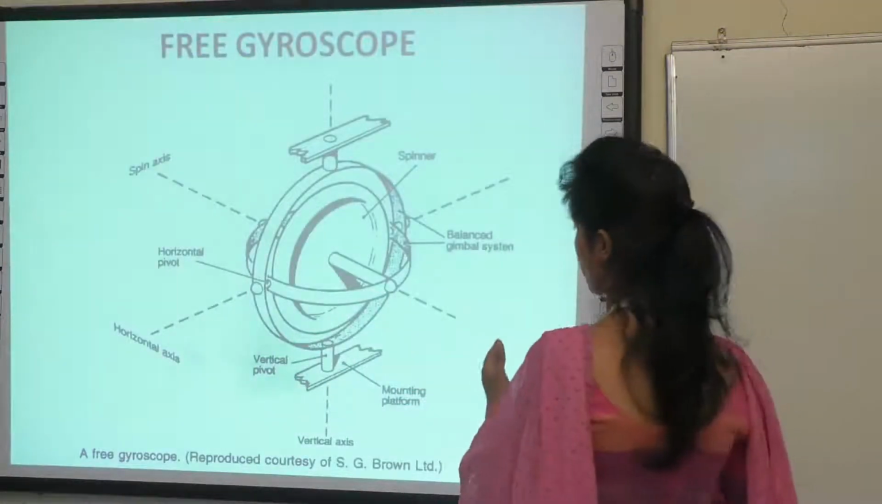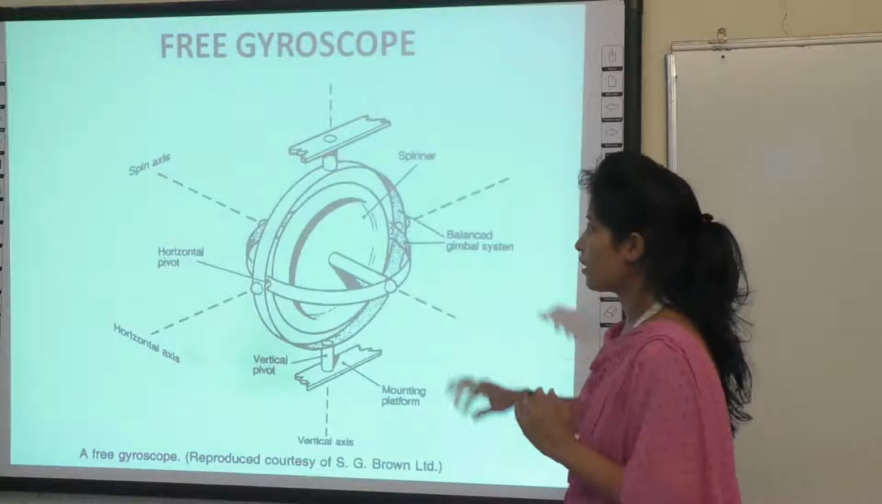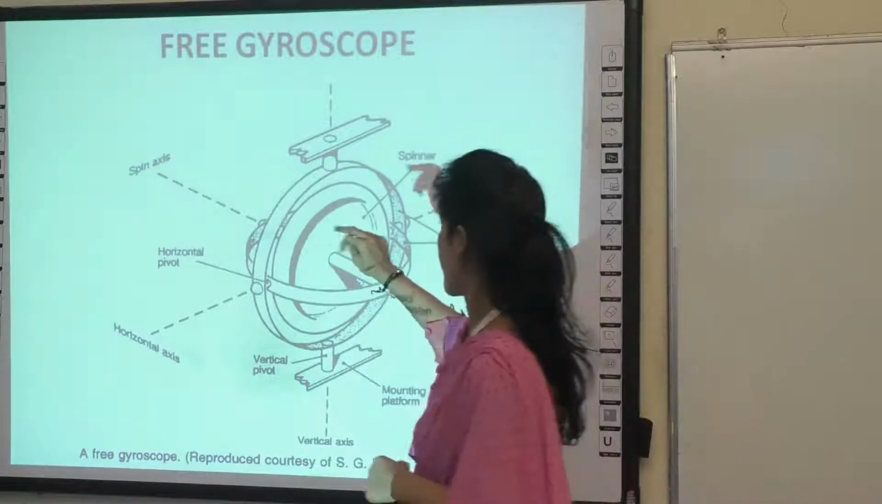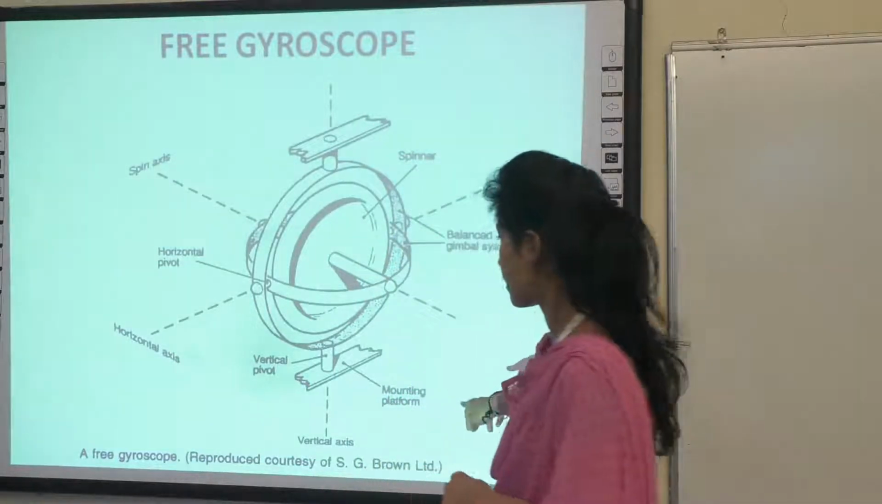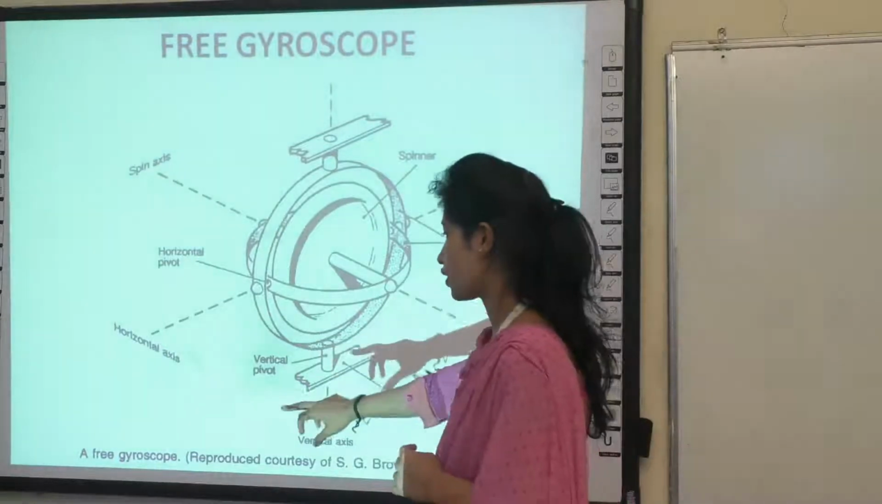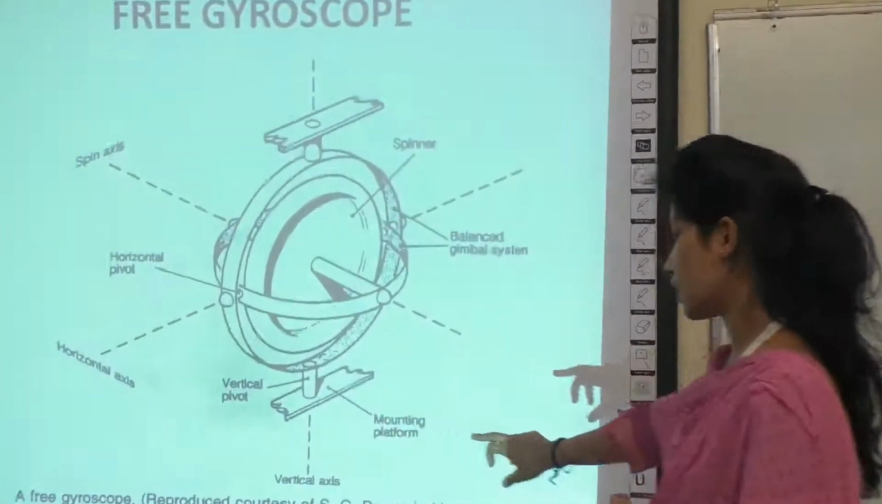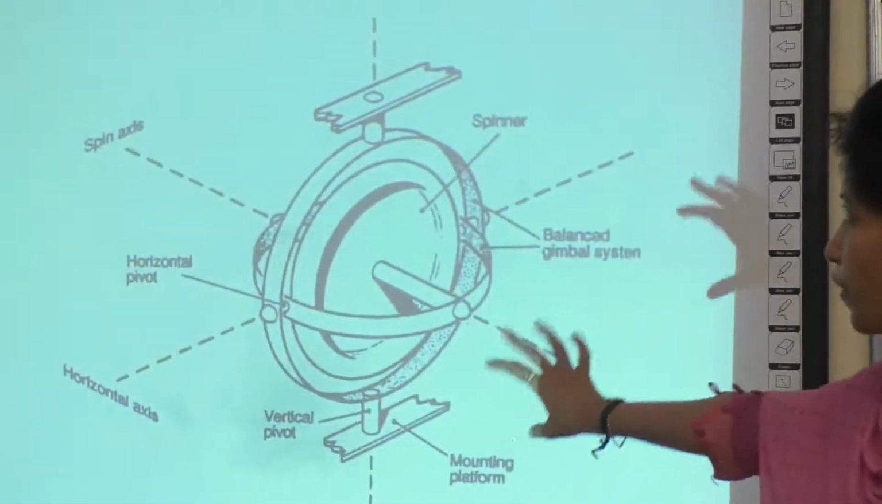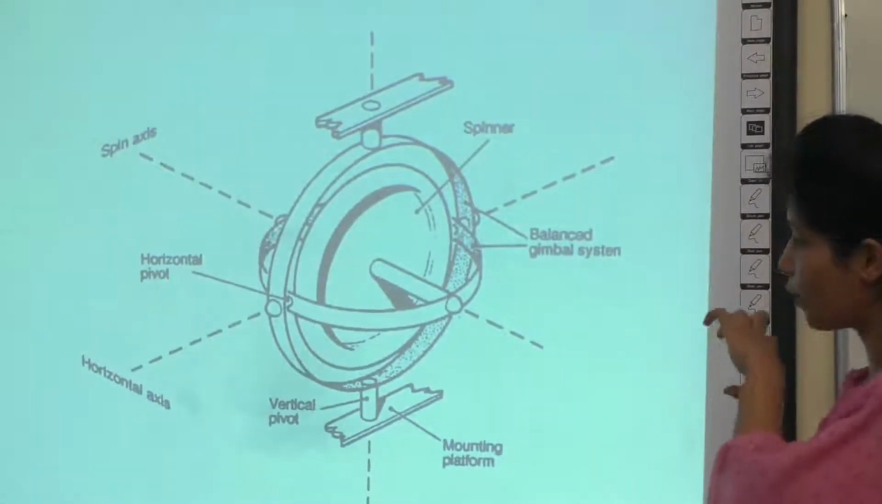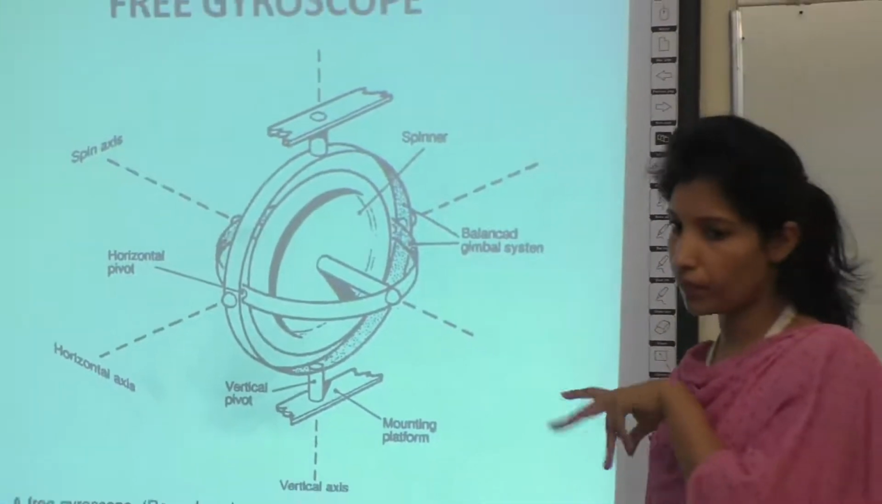This is the free gyroscope, and how it is balanced. There will be a spin axis, the spinner and the balance splitter here. Platform, vertical pivot, horizontal. This is reproduced courtesy of the source. This is a free gyroscope. This is a picture of how it moves.